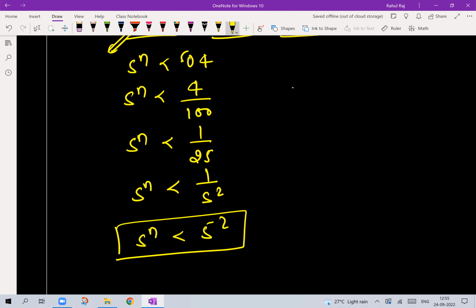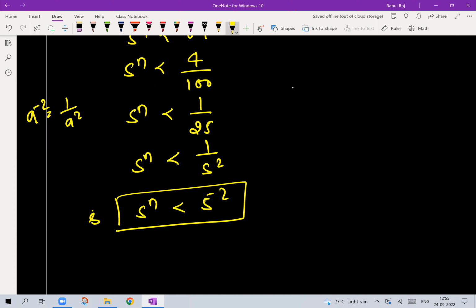That means 5 to the power n is less than 5 to the power negative 2. I just told you a to the power minus 2 is what? 1 by a square. Simple. So 5 to the power negative 2. Now, this is my question: is 5 to the power n less than 5 to the power negative 2? For this condition to be satisfied, n should be less than negative 2, right? If I prove that n is less than negative 2, 5 to the power n by default will be less than 5 to the power negative 2. Simple logic. No extra thought process is required.